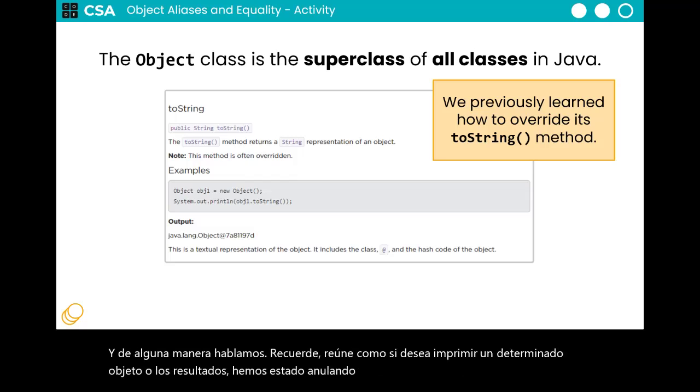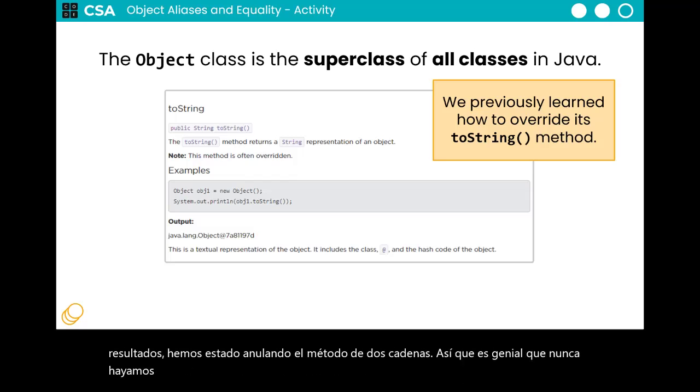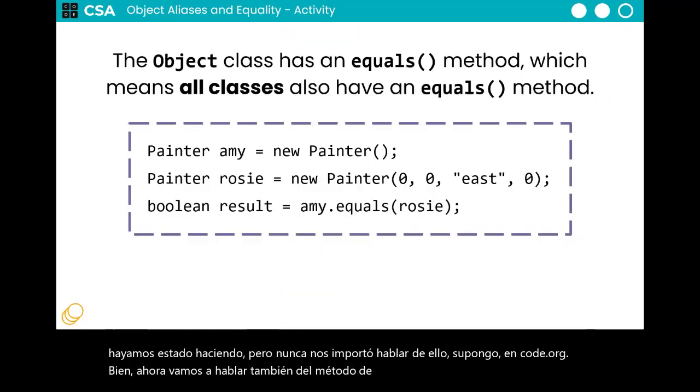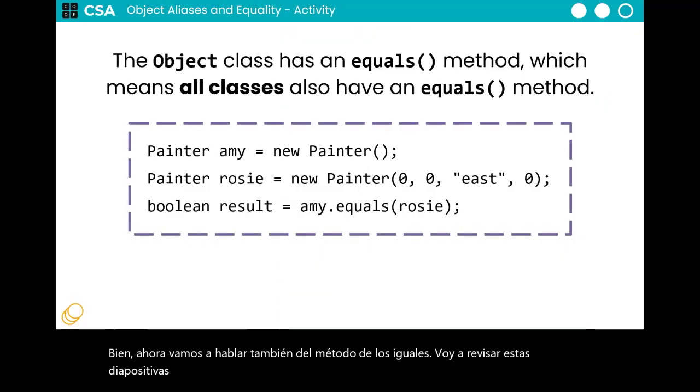So that's kind of cool that we've been doing, just never really cared to talk about, I guess, in code.org. Okay, so now we're going to talk about the equals method as well. I'm going to go through these slides and then the idea is I'll show you the code. Okay, so we have an equals method.